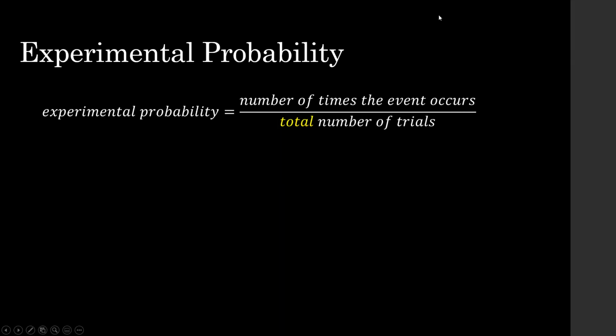Alright, so experimental probability. Experimental probability is where you take the total number of trials. So remember how I told you total will go on your bottom? Total will always go on the bottom. So that's your total number of trials, which is how many total times you did your experiment, and then the number in your numerator or on top will be the number of times that specific event occurred. So depending on what the question is asking, you might have a different answer here.